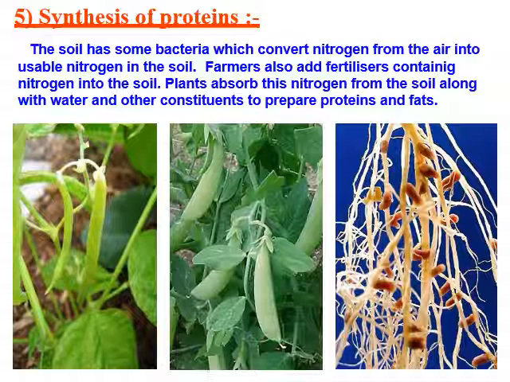Now next is synthesis of proteins. Soil has some bacteria which convert free atmospheric nitrogen into a usable form of nitrogen in the soil. Farmers also add fertilizer that contains nitrogen to the soil. You might have heard about urea. Plants absorb this nitrogen from soil along with water and other constituents to prepare proteins and fat. Mostly these bacteria live in the root nodules of leguminous plants like pea, grams, all pulses plants.